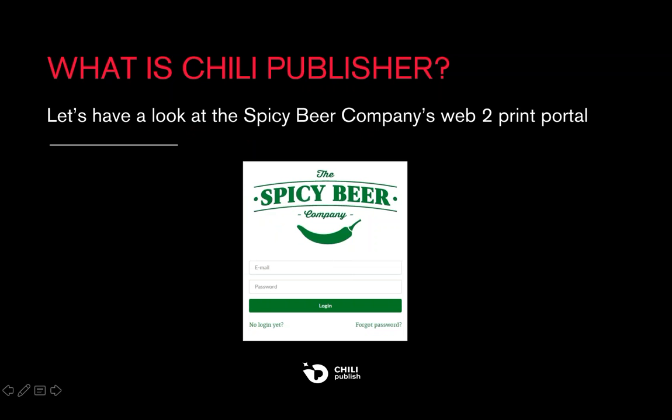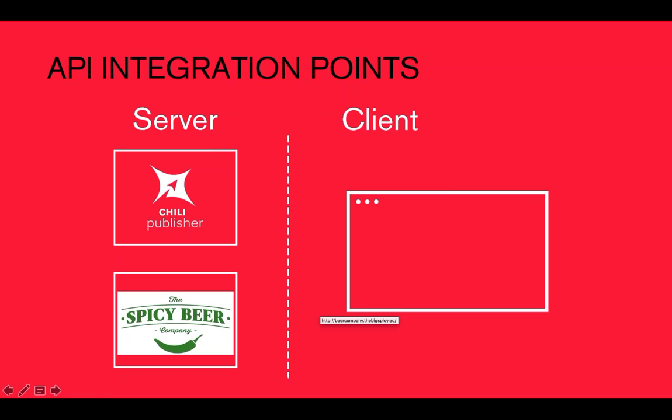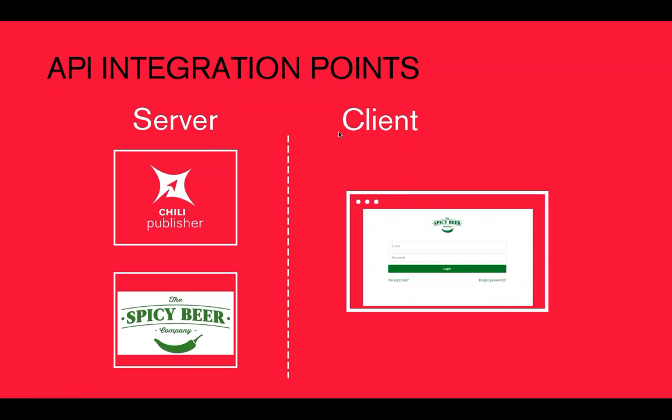Now back to the PowerPoint. API integration points, starting to understand where those general points go. Now, the big point is the client is going to make a combination. When we're talking about the spicy beer company, the client made a request to the spicy beer company. And that's what pulled up our page and pulled up our site.